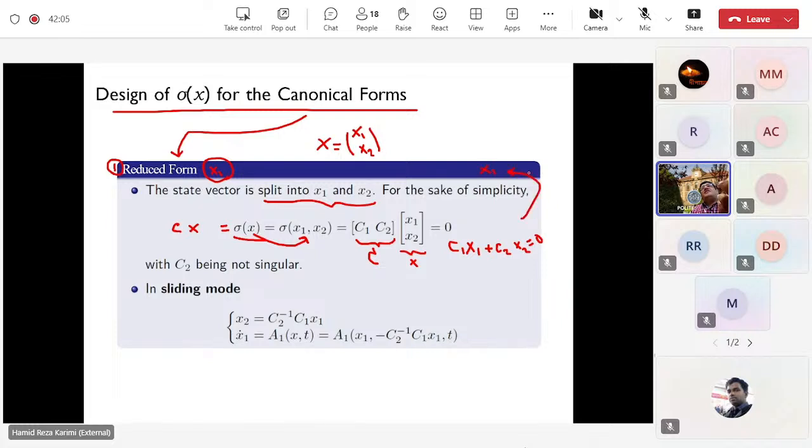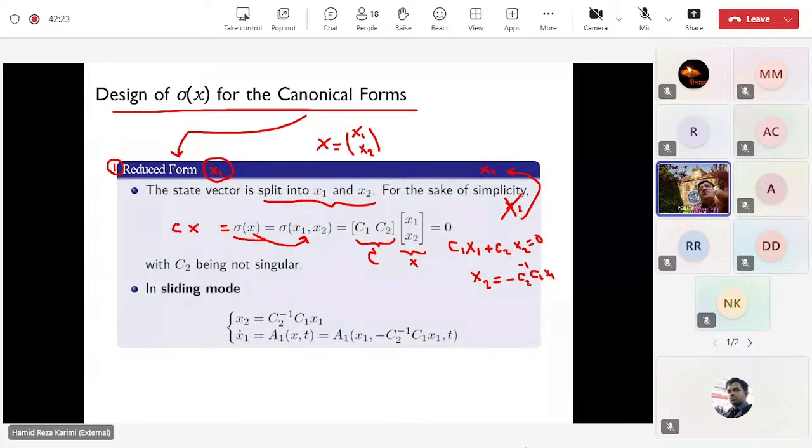And then if you want to get explicitly the reduced form in the shape of x1, what does it mean? It means that x2 should be removed. How to remove x2? From here, x2 should be minus the C2 inverse of C1 x1. Okay.